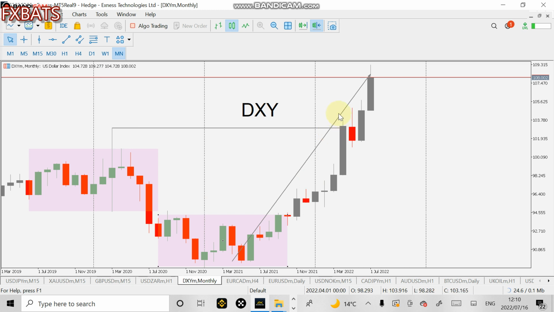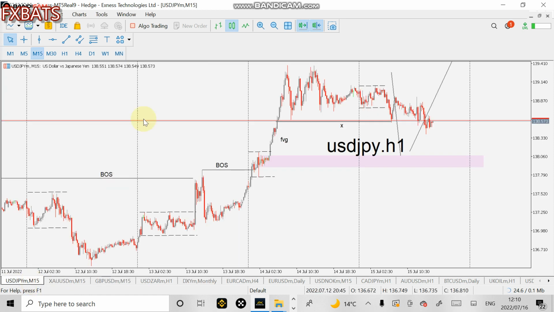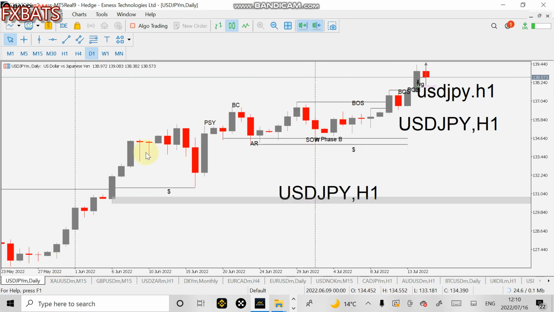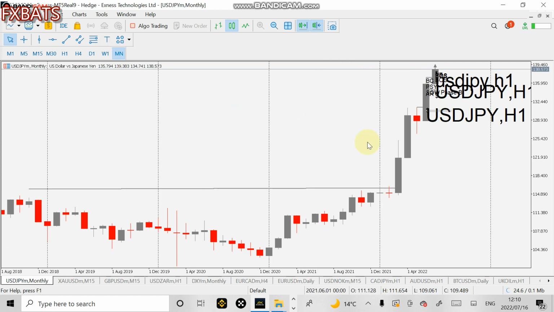We've been seeing the DXY rising, which means the USD pairs have been doing the same thing. Any pair where the US dollar is the base has been rising, as you could see. You can see the rise of USDJPY. It has been making new higher highs and breaks of structure. We are on the monthly, and you could see how USDJPY has been doing over 3 years.